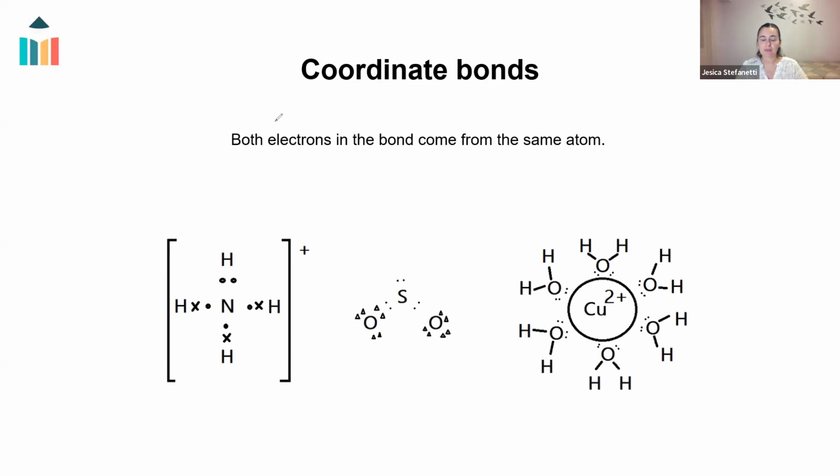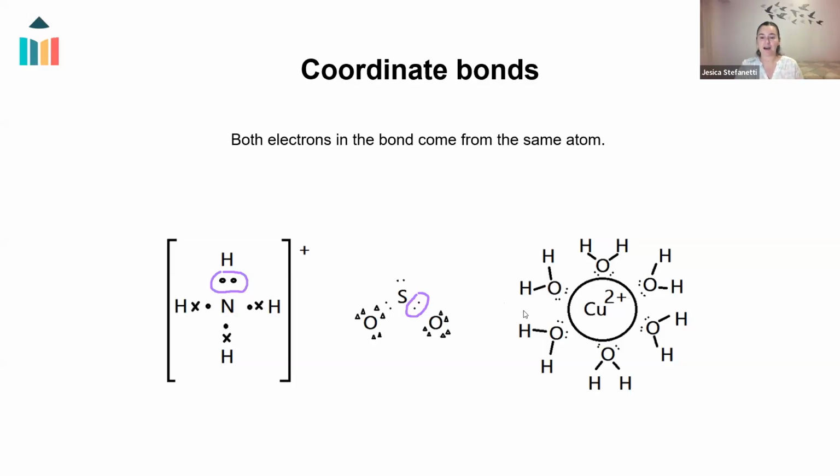As you can see, here on the ammonium, the whole Lewis structure will have one electron pair there with two electrons being shared from the nitrogen. That's what we call a coordinate or dative bond. The same is occurring here with sulfur dioxide. Here, the bond is taking place with two electrons that are being shared from the sulfur.